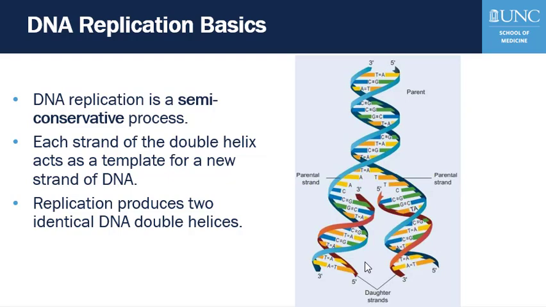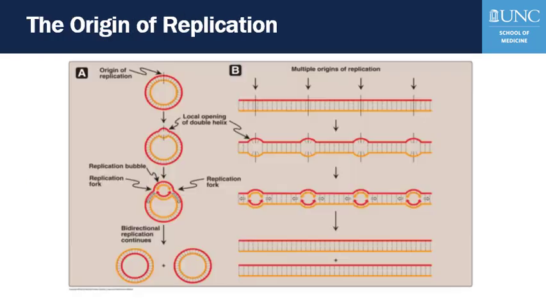And the reason that this is called semi-conservative is because after replication, each of these new strands has one old or conserved strand and one new complementary strand. So now let's look more closely at the process of DNA replication, and we'll start with the origin of replication.